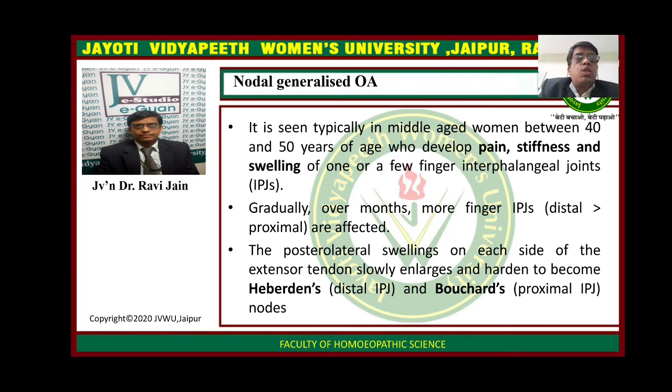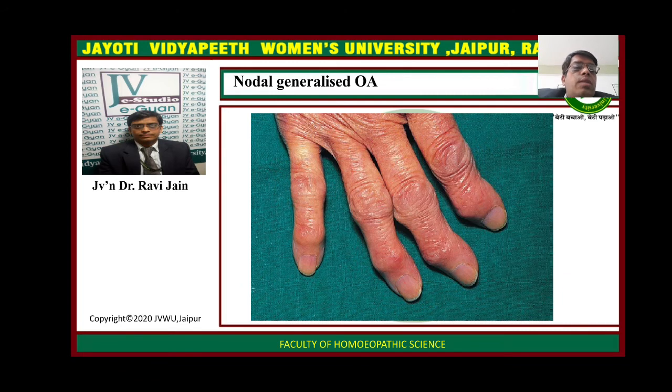The posterolateral swelling on each side of the extensor tendon slowly enlarges and hardens to become Heberden's nodes. Heberden's nodes are seen in the distal interphalangeal joints, and Bouchard's nodes are seen in the proximal interphalangeal joints. So we have two types of nodes that are prominent in osteoarthritis. You can see the Bouchard's nodes and the Heberden's nodes.